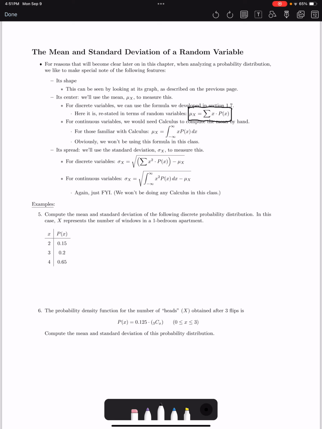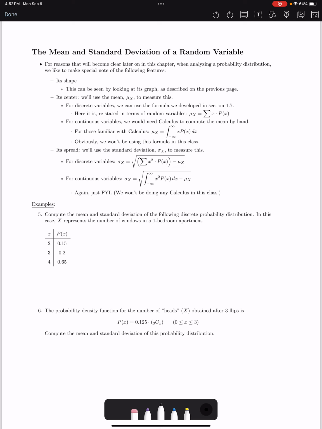Okay, what we're going to do to compute the mean is we're going to take each value that x can take on and multiply it by its corresponding probability, and then we'll add all of those things up. Okay, so that's how we're going to compute the mean for a discrete variable. For a continuous variable, that's a little more complicated. We would need calculus to do it. For those of you who have had calculus, this is how you would compute the mean of a continuous random variable. You would do an integral. We're not going to use that formula in this class, obviously.